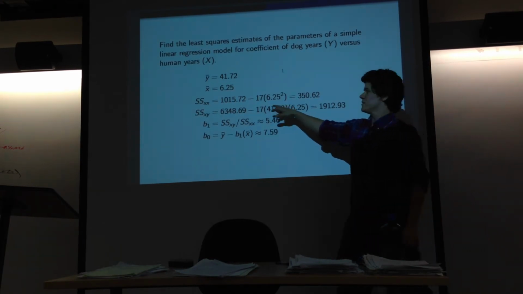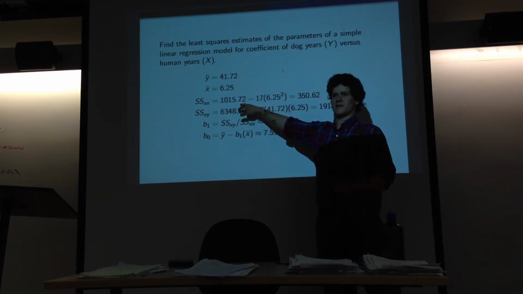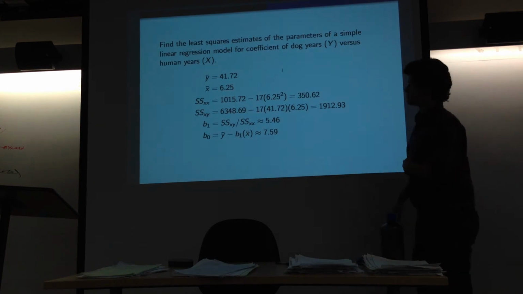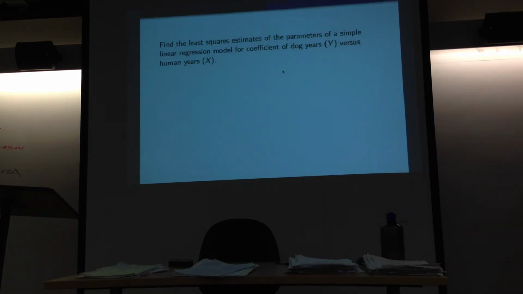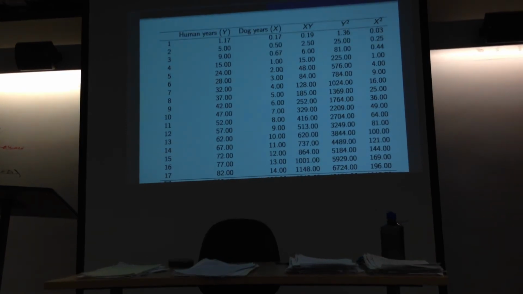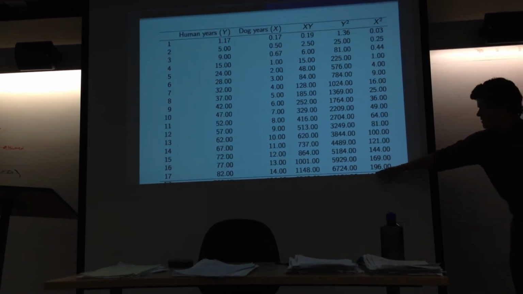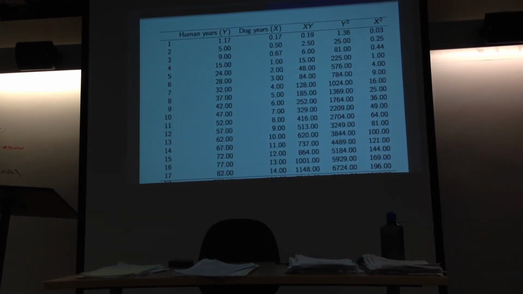Then we get our sum of squares for the x's. This 1015 just comes from our sum of x squares, which got cut off there. Sorry about that.